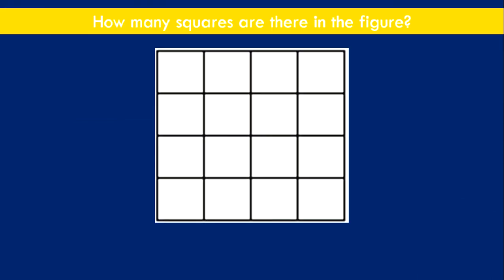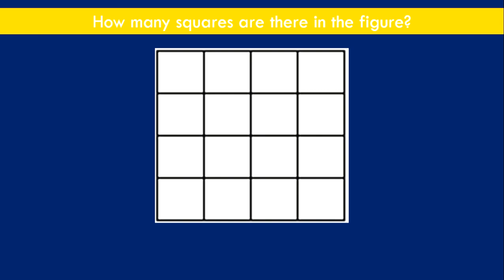Okay, second to the last problem. Here, given a certain figure, let's identify the number of squares in the figure. Since, as you notice, this is a 4 by 4 square, there's a possibility that we can form a 1 by 1, 2 by 2, 3 by 3, and the 4 by 4 square itself.